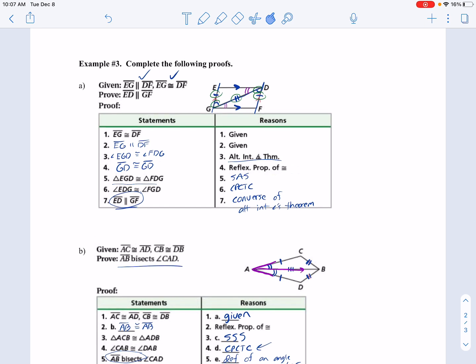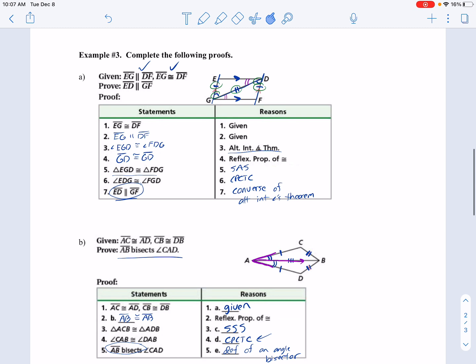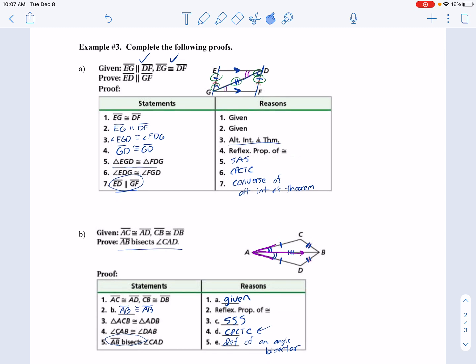All right, more examples in class and plenty of, I think there's a couple, 3 or 4 proofs on your final review. Remember, 2 of the 20 questions will be proofs on your final. All right, good luck, and we'll go over the final review together.